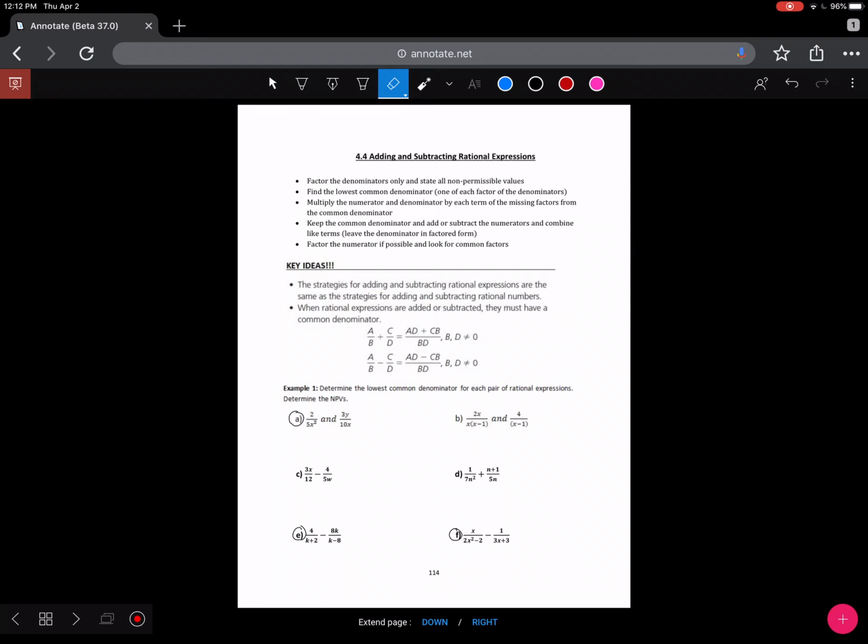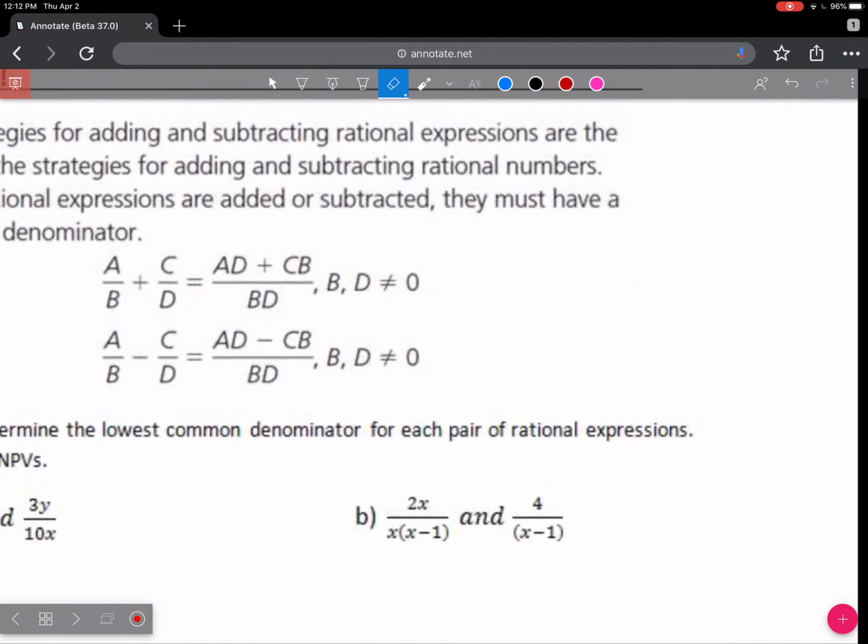When working with expressions of this type, we're going to require what's called a lowest common denominator. And so to illustrate this, I'm just going to do a simpler question that just involves numbers. For example, 1/2 plus 1/3.